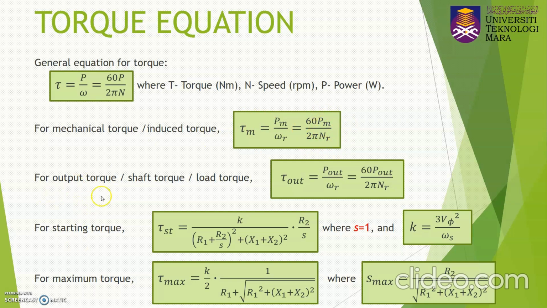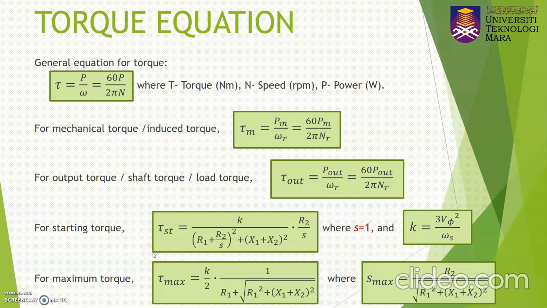For the output torque, the same goes as with the mechanical torque. Since you are going to calculate the output torque, you must use the P out. For mechanical torque you use PM, but for output torque you use P out. And in terms of the speed, you use omega R, which is the speed of your rotor.